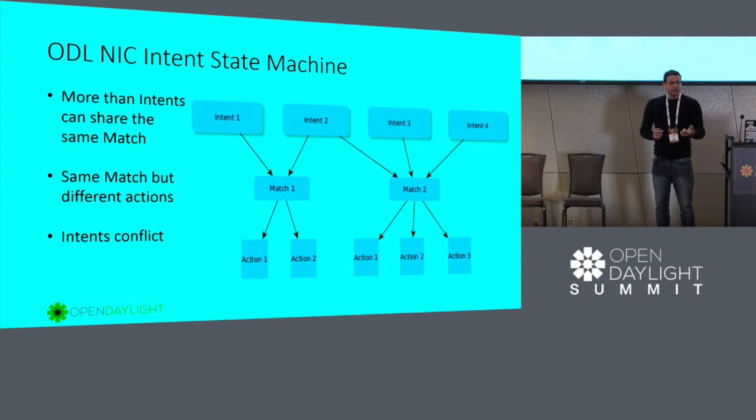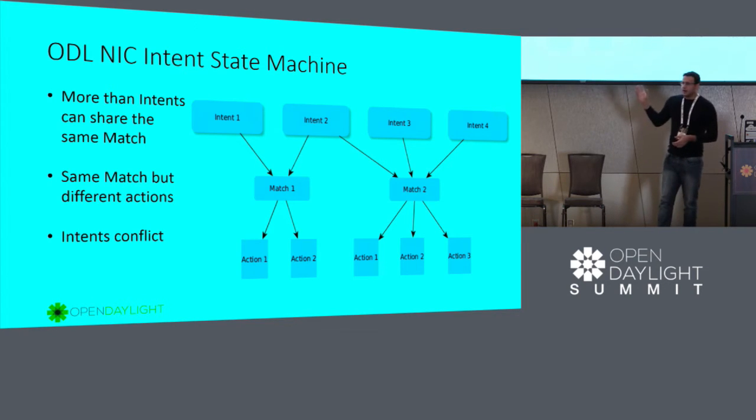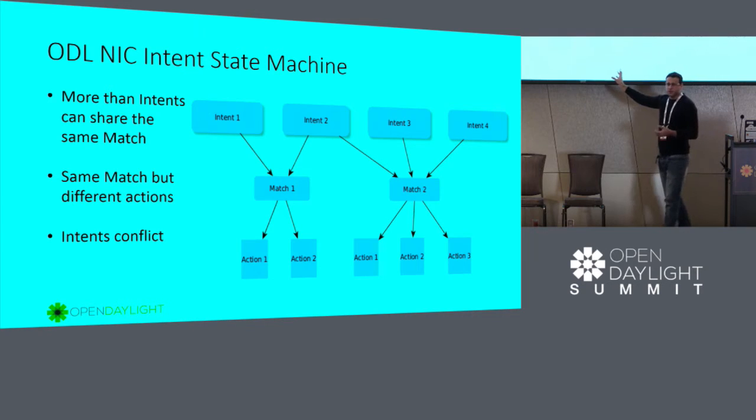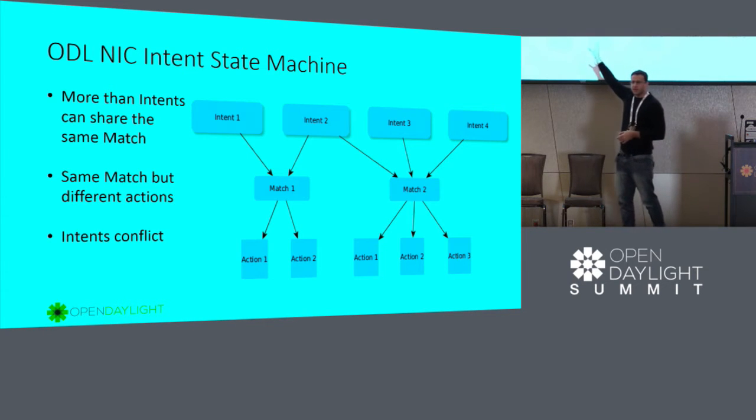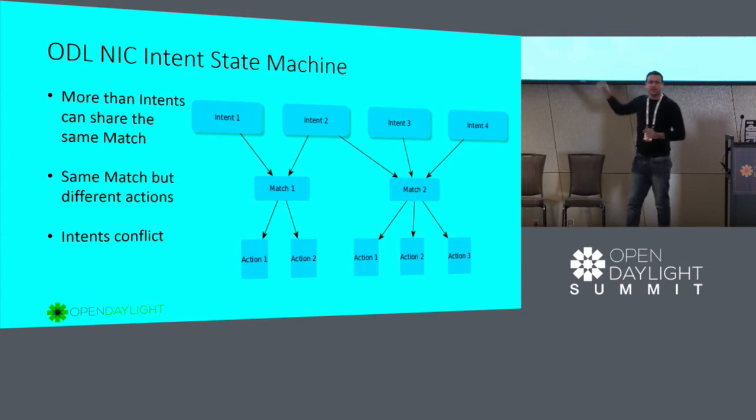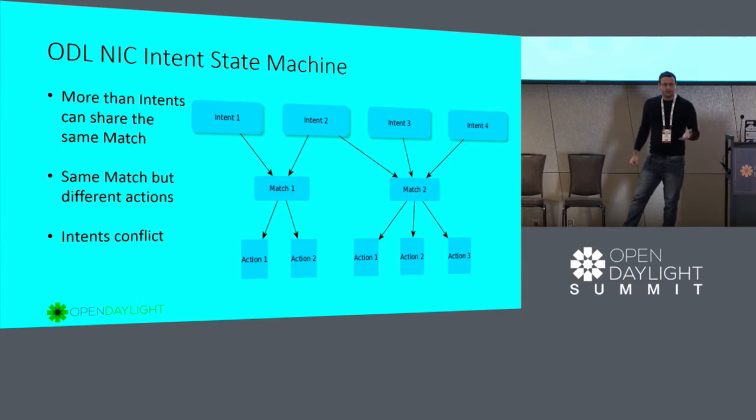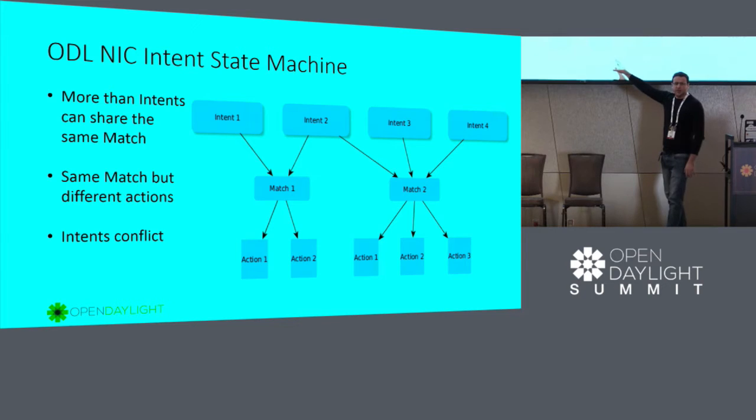With the intent state machine, we are trying to create just one flow with 2 different actions. Once the user removes just one intent, it means that we can send an update for this flow, saying, hey, update this flow, just removing action 1.